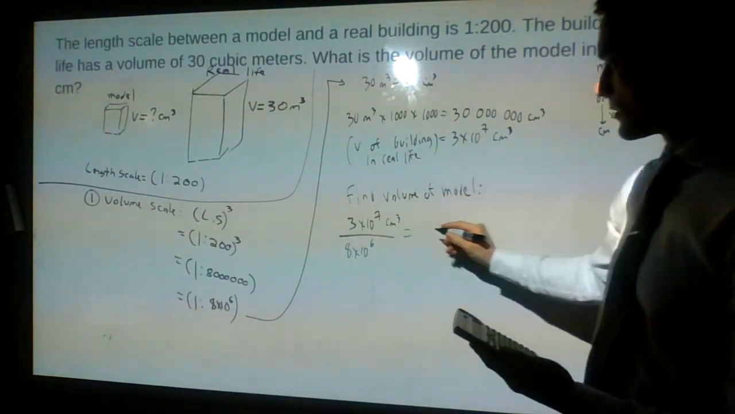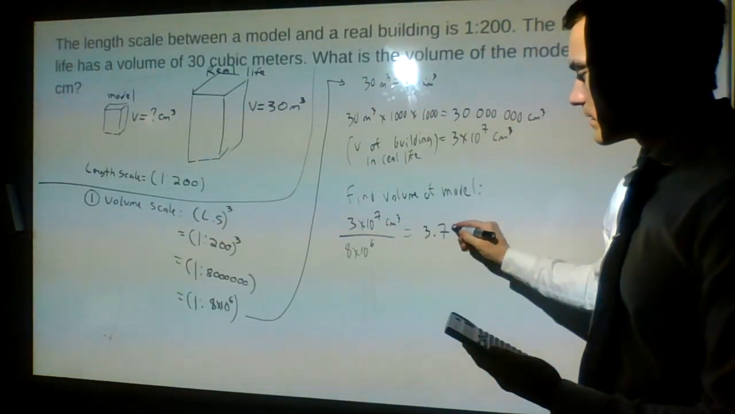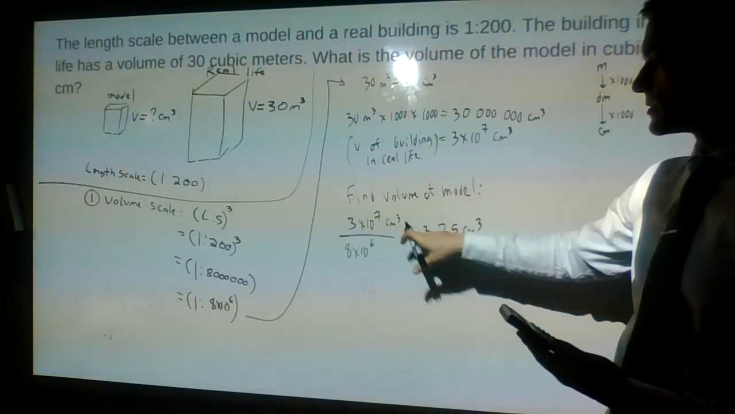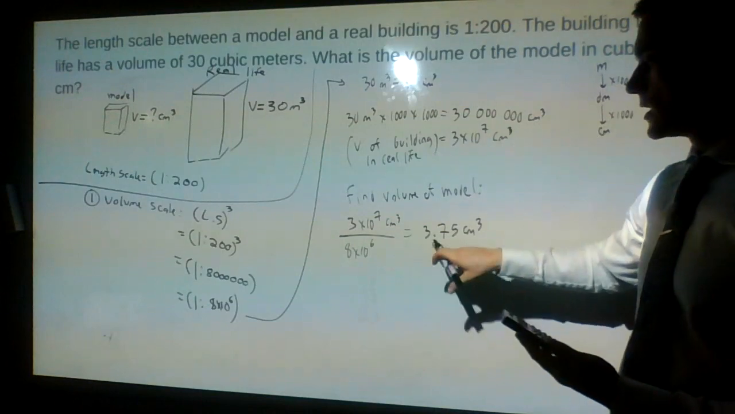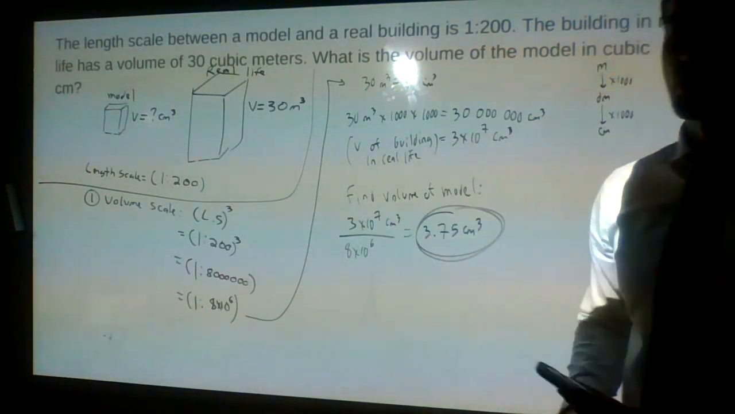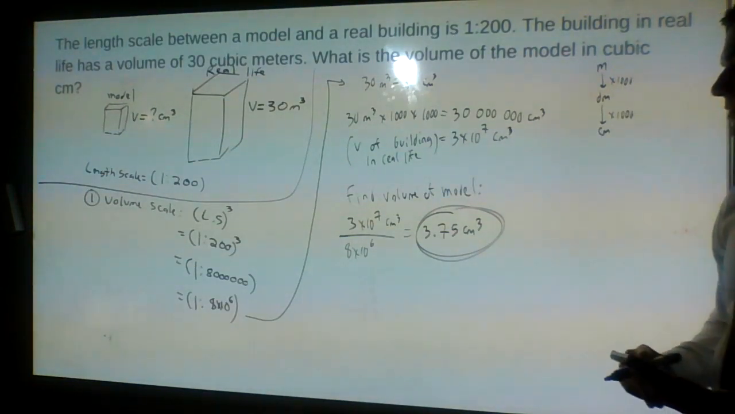That gives me 3.75. This was in centimeters cubed. It's 8 million times smaller, so I end up with 3.75 cubic centimeters. So that model is actually really, really small, but this is our answer.